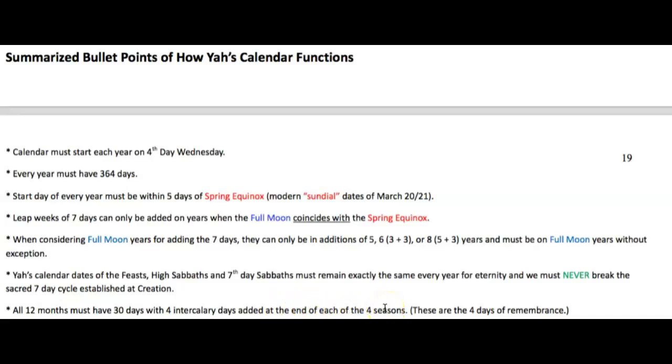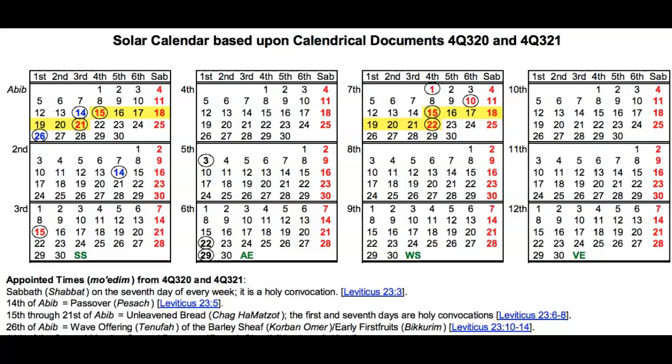So like we said, the 30, 30, and the 31, which are the 4 days of remembrance. Now, in case you have not already seen it or are not familiar with it, this is the solar calendar based upon calendrical documents 4Q 320 and 4Q 321, and this has to do with the Qumran documents found in the Qumran caves according to the Essenes.